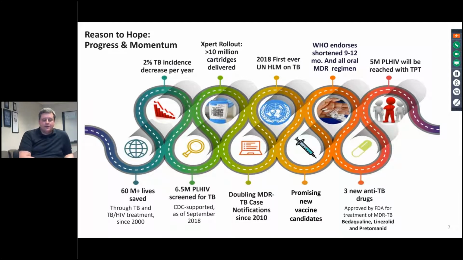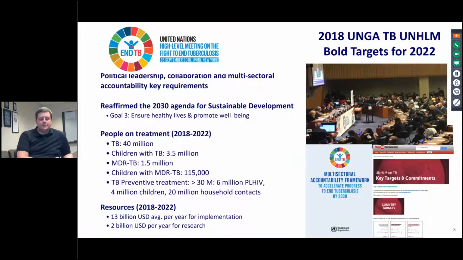We must recognize, however, that we still have much work to do, and although new diagnostics and new drugs have already transformed some of our approaches to preventing, diagnosing, and treating TB, these are incremental innovations. Case finding and treatment success for TB and MDR TB improved in the past few years, but they are still far from acceptable. In addition to technical and scientific progress, political leadership and collaboration and multi-sectoral accountability are key requirements for success.